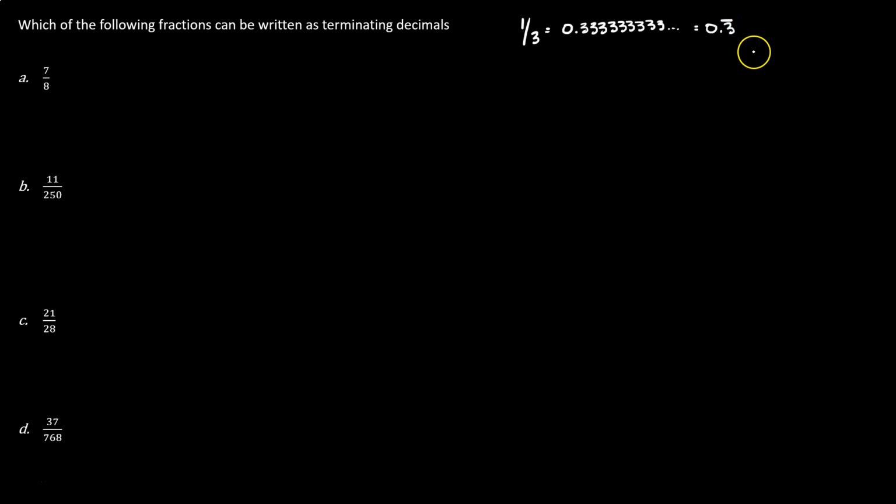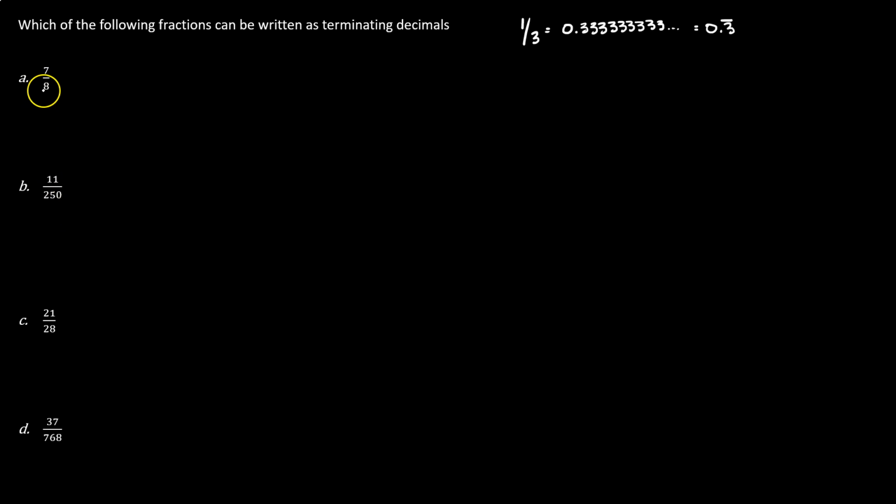Now for now, we're just going to talk about terminating decimals. We will talk about repeating decimals later. But know that there are two types of decimals: the ones that terminate and the ones that do not. We're going to talk about the ones that terminate and how to identify which fractions can be written as terminating decimals.